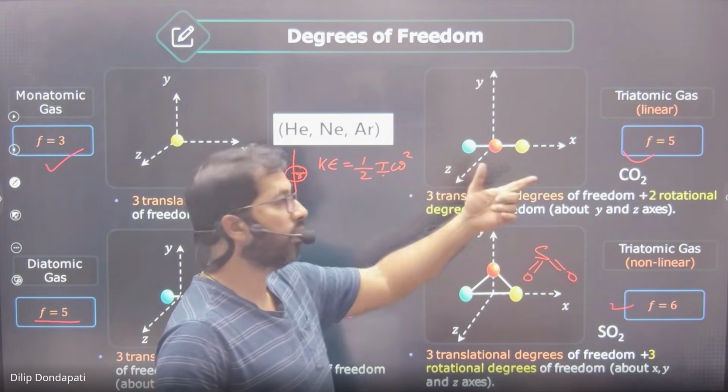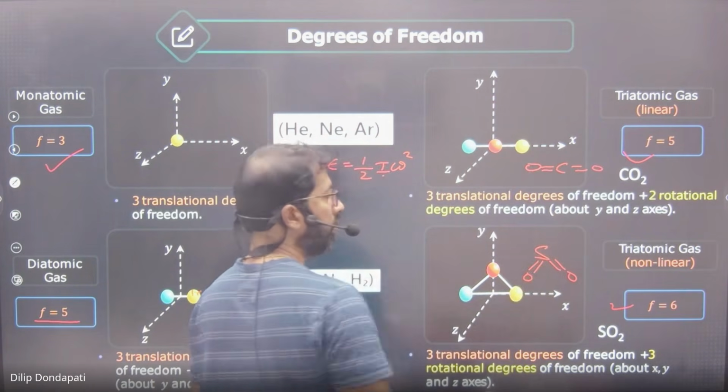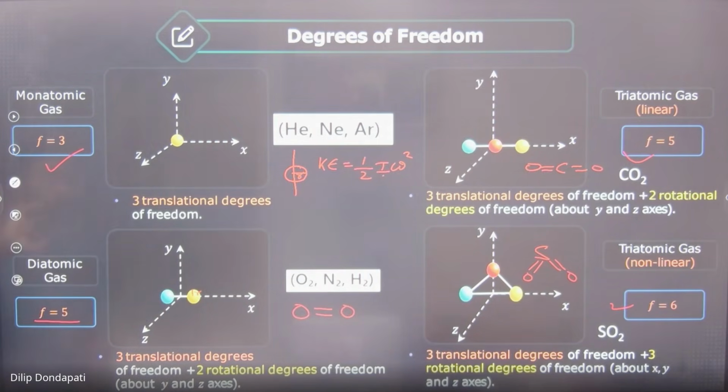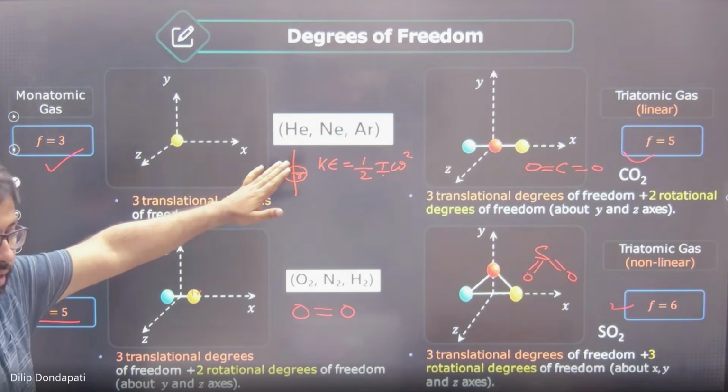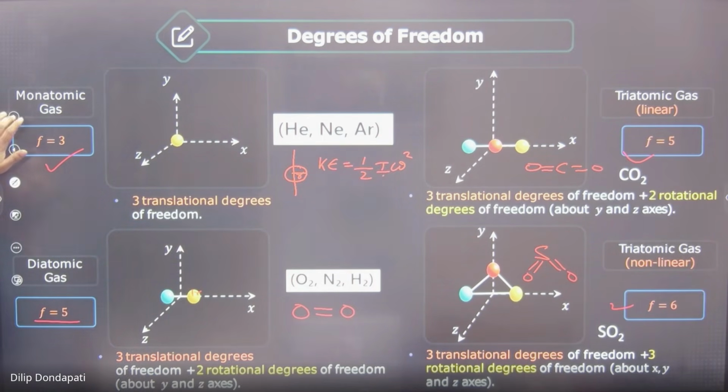Next. Sometimes with a CO2 example, the question may not mention it. You have to understand that CO2 is a linear molecule, so we use 5. Take the computed examples: monatomic, diatomic, triatomic linear, put the degree of freedom, and the SO2 example is 6.